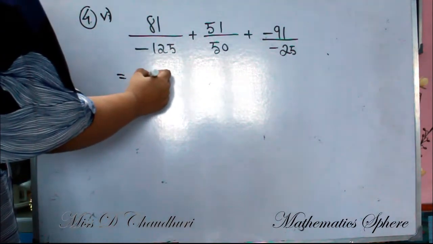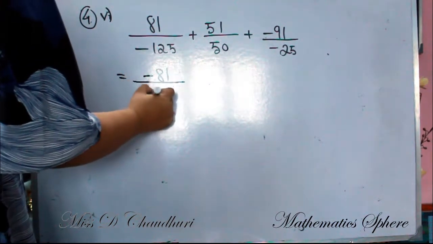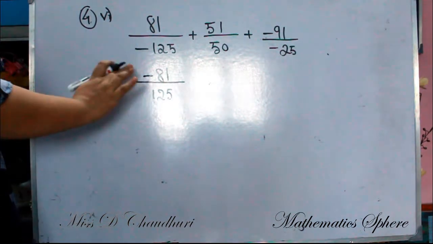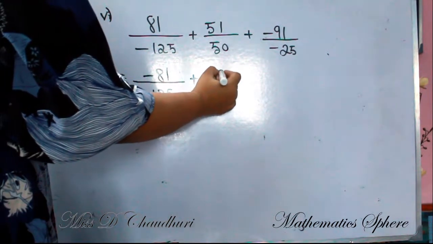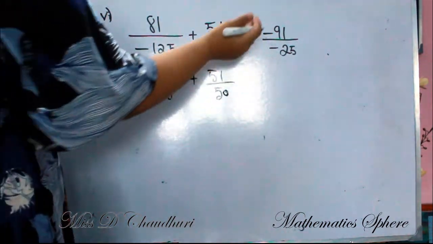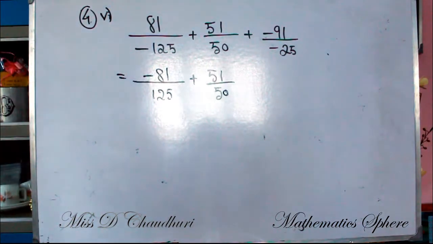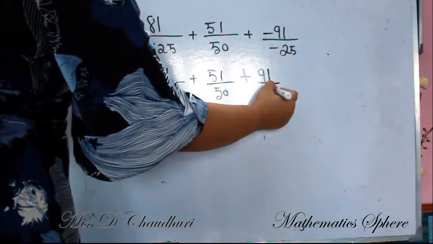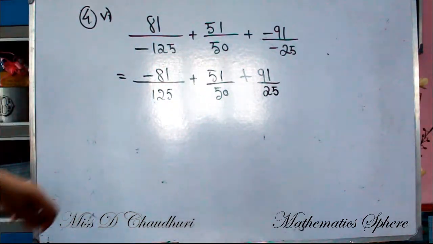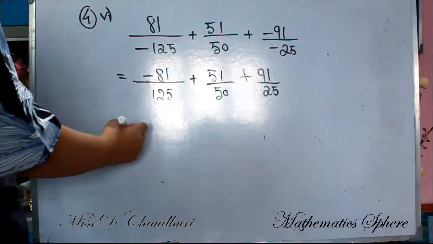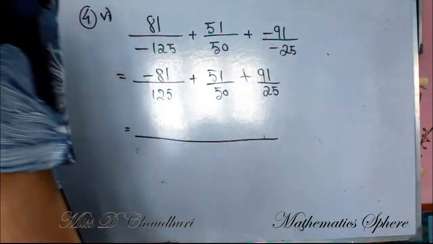So this will ultimately become minus 81 by 125. Okay, means I have just shifted the negative to the numerator. This one will remain as it is because no negative is there. And this one, this negative and negative will get cancelled. Okay, so ultimately this will be plus 91 by 25. Now the question comes that we are seeing that these 3 are different, so we will have to bring a common denominator as we do in fractions.